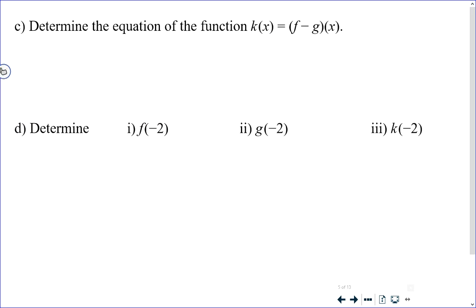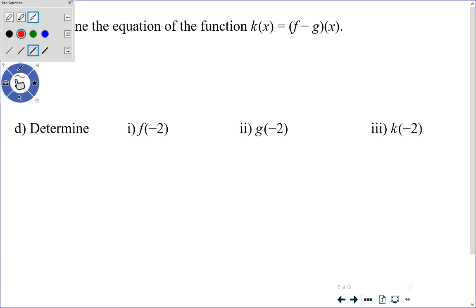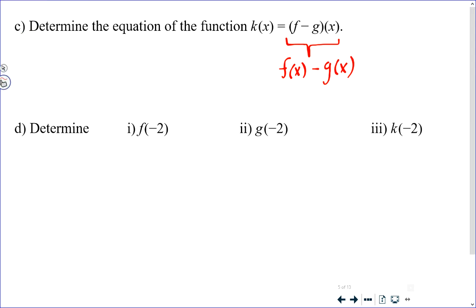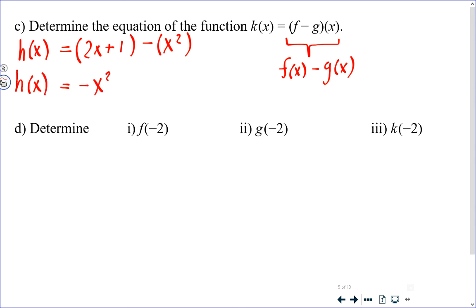Okay, part C, determine the equation of the function k of x equals f minus g of x. Well, what does f minus g of x mean? It means take f of x and subtract g of x. So this time, to find h of x, we're going to take f of x, which is 2x plus 1, and subtract g of x, which is x squared, and we're going to get h of x equals negative x squared plus 2x plus 1. I just chose to write the quadratic term first.